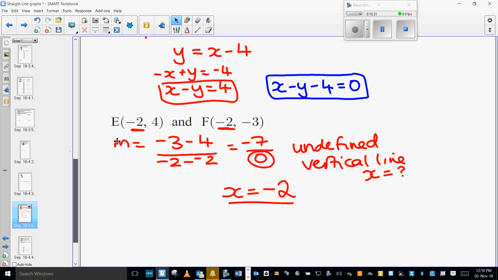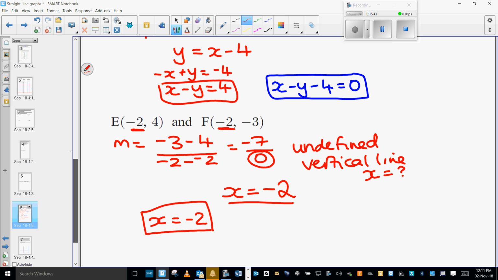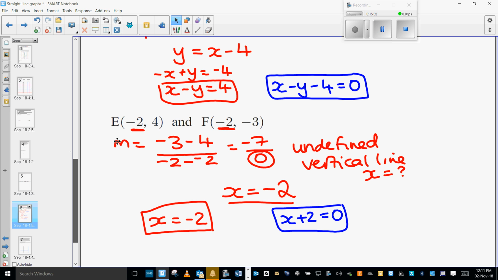Now, putting it in this format, this would be it. X equals -2 for the first one. Our y coefficient happens to be 0. If it was the blue format, we would have x plus 2 is equal to 0. Again, the coefficient of y is still 0, but everything's on the same side.